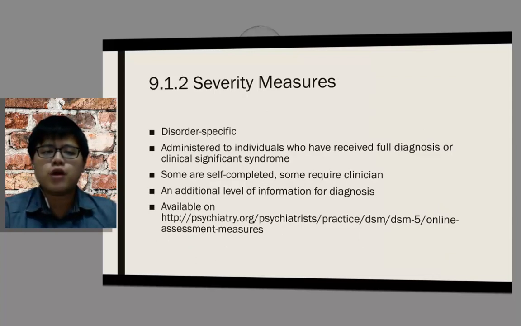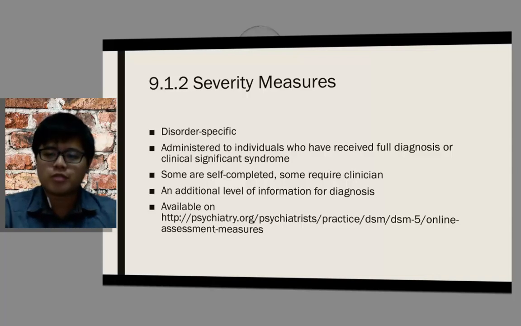Severity measures are very disorder specific, and they could be administered to individuals who have received a full diagnosis of certain mental health disorders or clinically significant syndrome. Some of these severity measures are self-completed, while some require clinicians. They offer an additional level of information for diagnosis. The severity measures are not included in the DSM-5 printed version, but are available online on the psychiatry.org website.